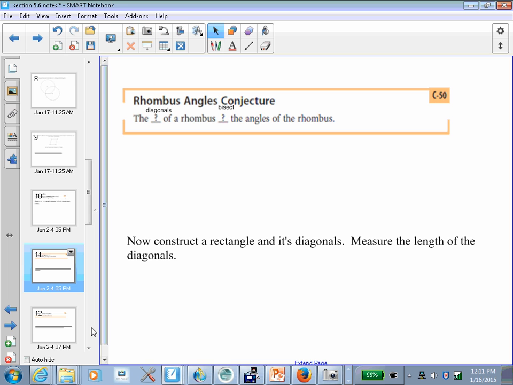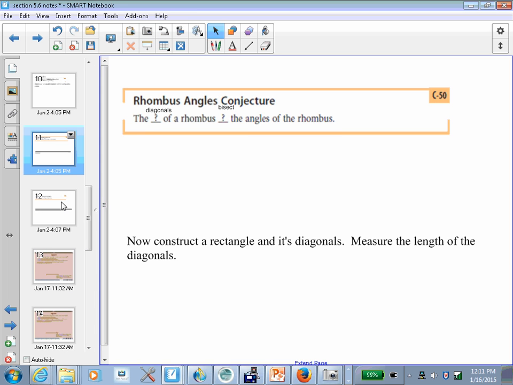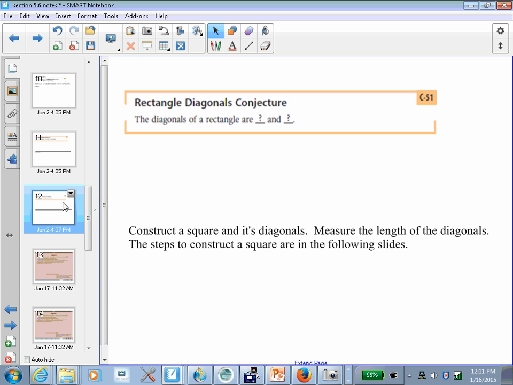Okay, so those are the conjectures dealing with our rhombus. The next figure that we're going to talk about is that of a rectangle. Okay, and we're going to have one conjecture dealing with our rectangle. Let's remember what the definition of a rectangle is. A rectangle is a quadrilateral parallelogram that has 4 90-degree angles, or 4 congruent angles.